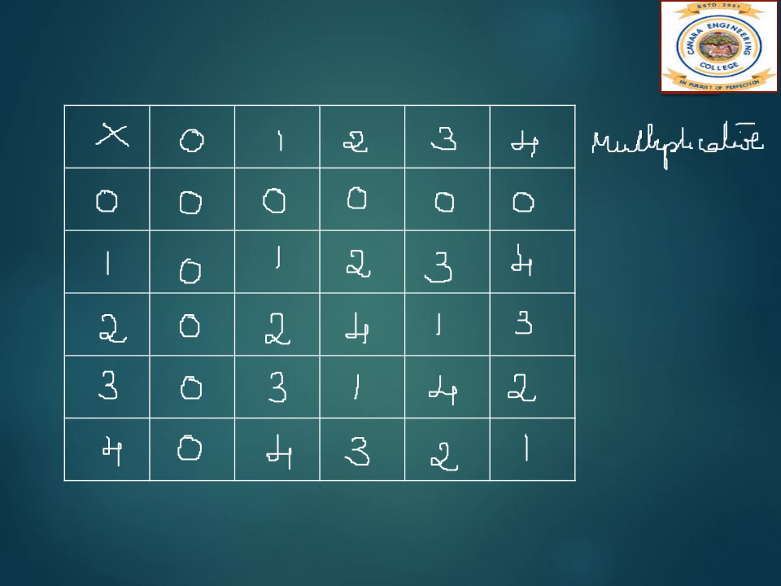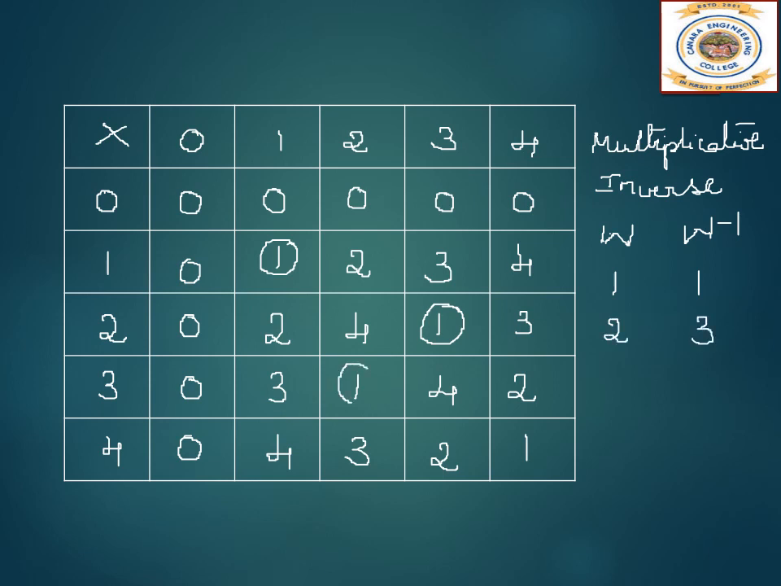Multiplicative inverse. So I write here W, and I write this as W inverse. Here we have to check where we have 1 as the entry. So for 1, the multiplicative inverse is 1. For 2, I have 1 as the entry over here, and the corresponding entry is 3. So for 2, the multiplicative inverse is 3.